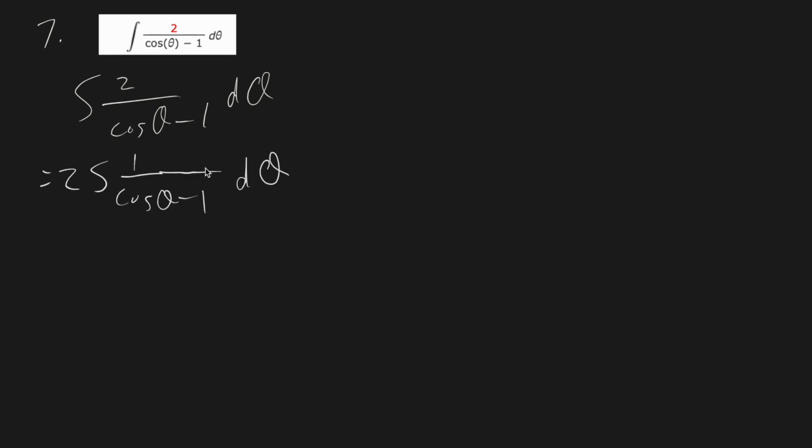We want to remove trig expressions in the denominator, and the easiest way to do that in this case is going to be to multiply by the conjugate, which is cosine of theta plus 1 over cosine theta plus 1. This is just something that you need to remember when you see problems of this archetype.